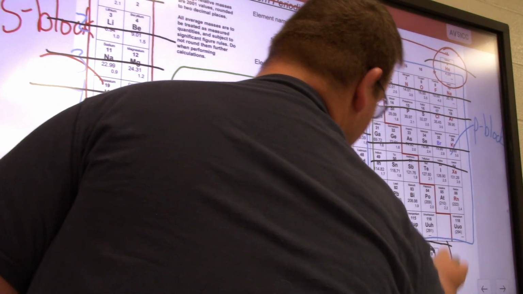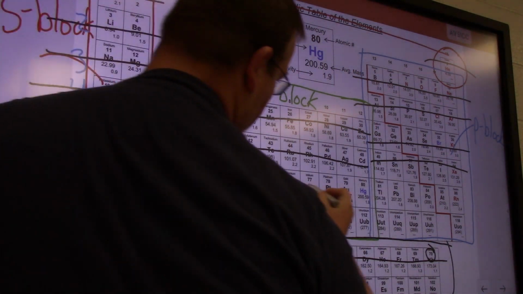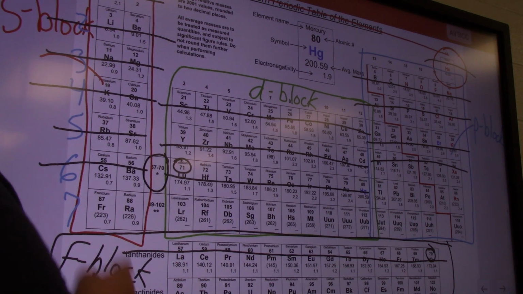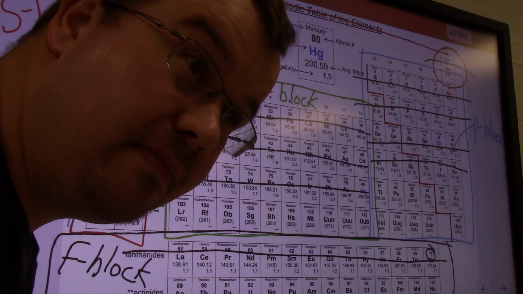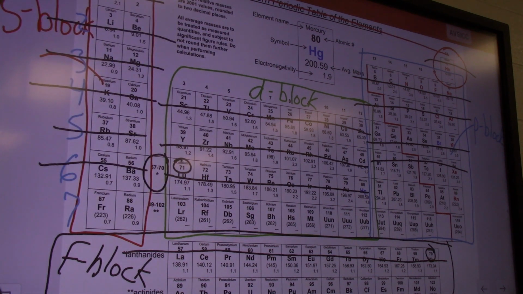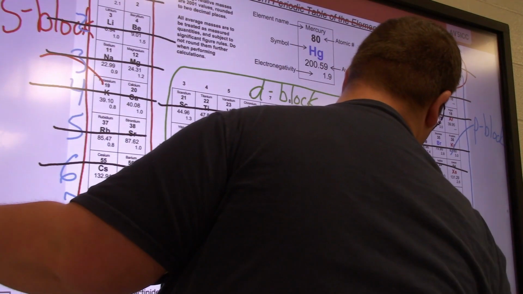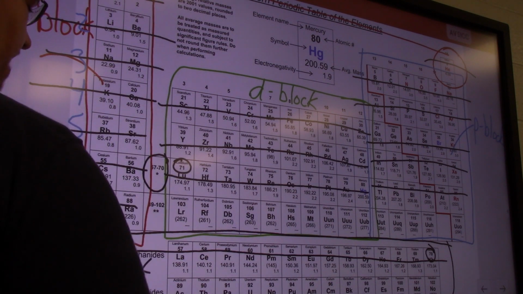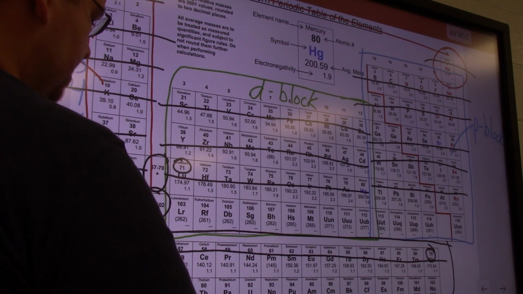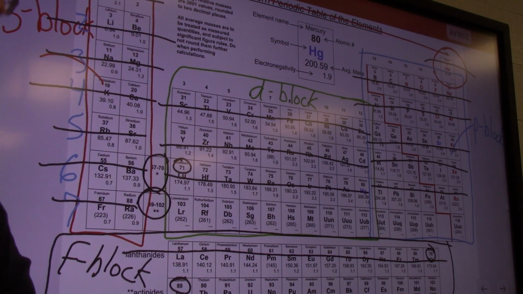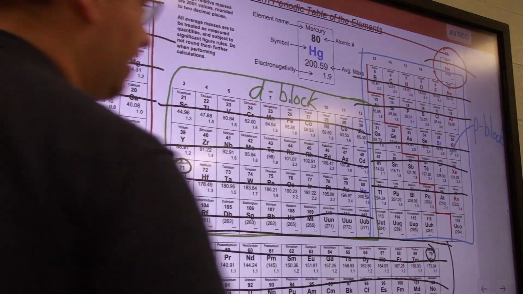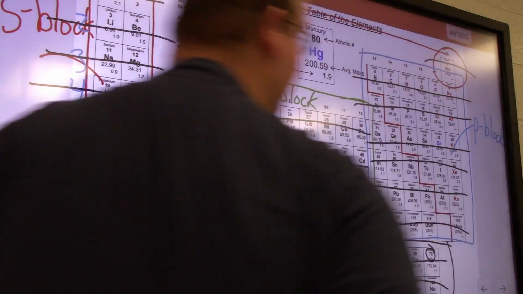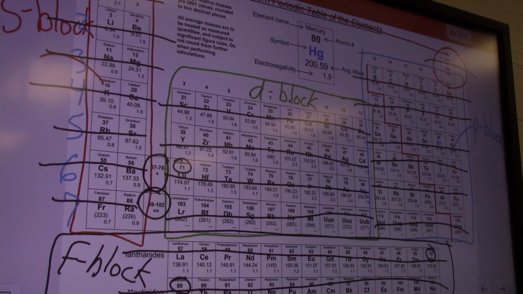Now look, 70. Go to 71. This is back in the D block. What row am I in? Six. So 6D? 5D. Remember, row minus one for D. Then 6P. 7S. Look here, another placeholder. I go from 88, I should go to 89. 89's down here. 5F. Actinium. 5F. Then I come back up here, which is 6D. And then 7S, 7P. We just did the same filling order that's on the board.